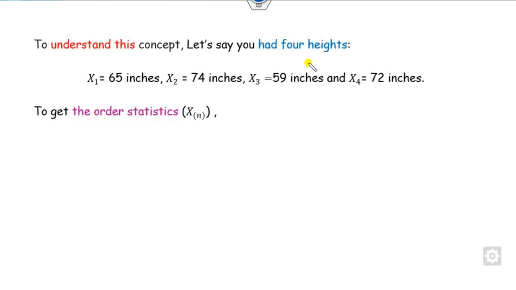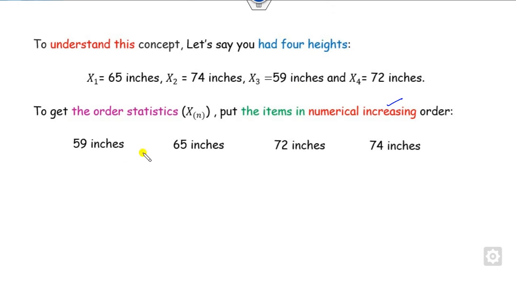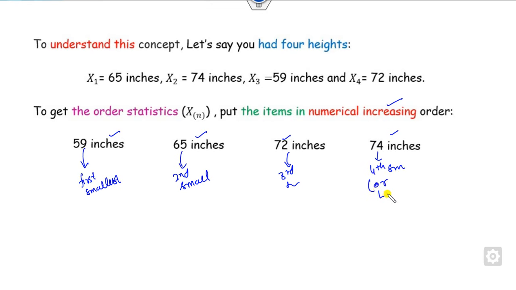Now let us consider an example. If we have four persons having different heights written as 65, 74, 59, 72, how can you get the ordered statistics? The rule is very simple. You first arrange this series in ascending order: 59, then 65, then 72, and so on. This is the first smallest number of the given series. This is the second smallest number, this is the third smallest number, and this is the fourth smallest number, or you can also say this is the largest number of the given series.